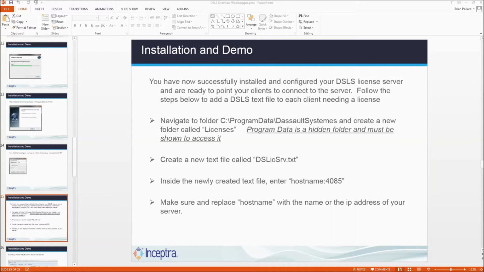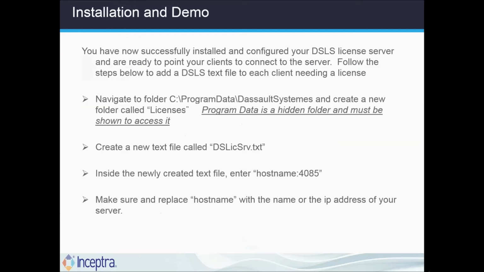All right. So once you've installed your server, you want to make sure and set your clients up. And this is done through the program data directory. You want to make sure, and this is not hidden, because by default with Microsoft, this is a hidden folder. So you want to make sure you create a new DSLS text file here, and then you enter the host name, port 4085, and for demo purposes, you just want to replace that with your actual host name. So do that.